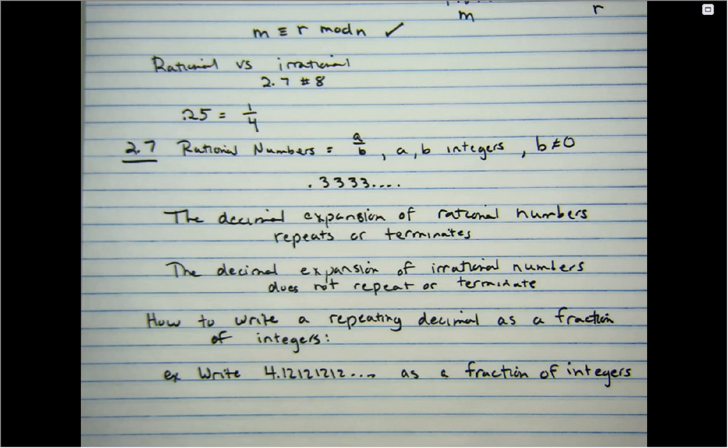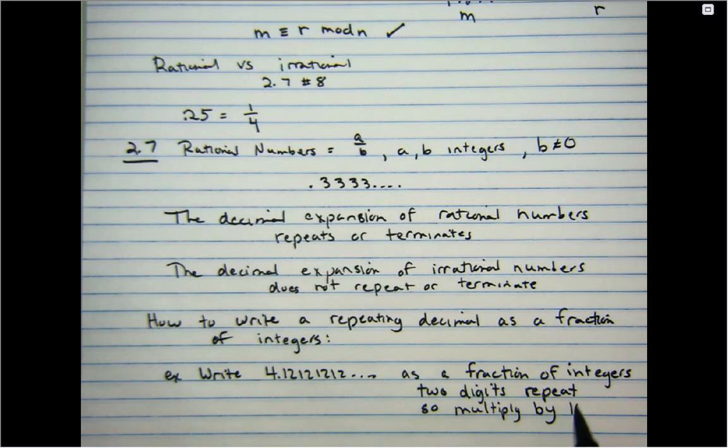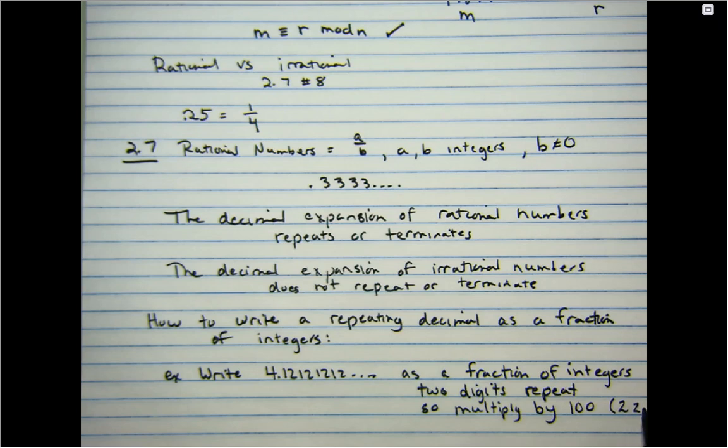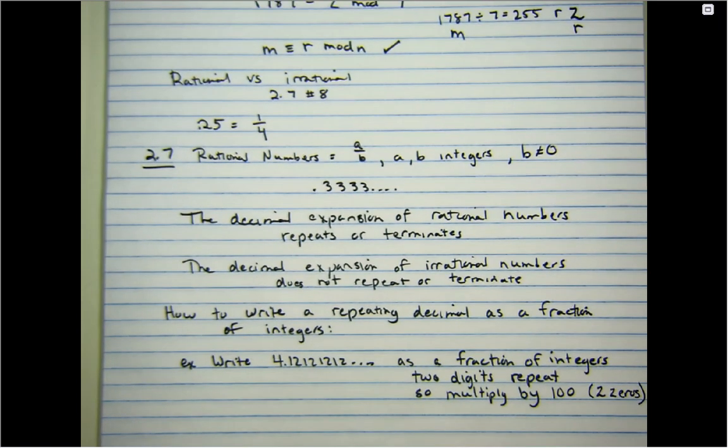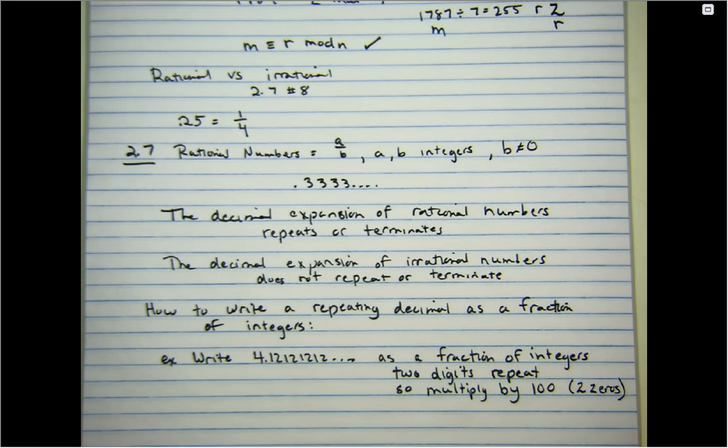Did any of you ever do this in your math classes? Anyone remember doing this? Well, what we do is we look at how many digits are repeating. So 2 digits are repeating, the 1 and the 2. So we multiply by 100. Okay, so the 100 has 2 zeros in it. Because there's 2 digits repeating, we pick 100 to multiply the 4.121212.